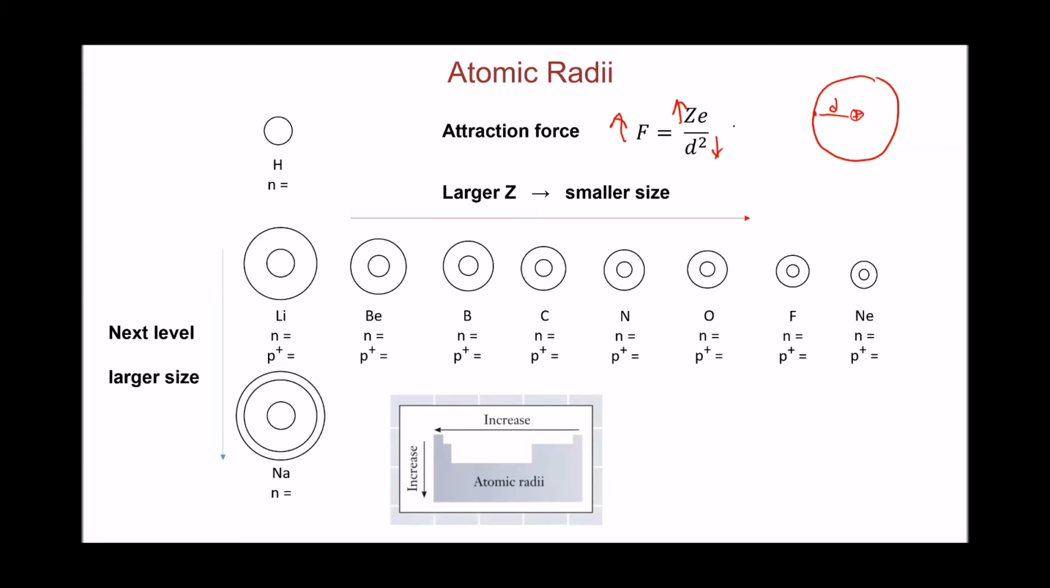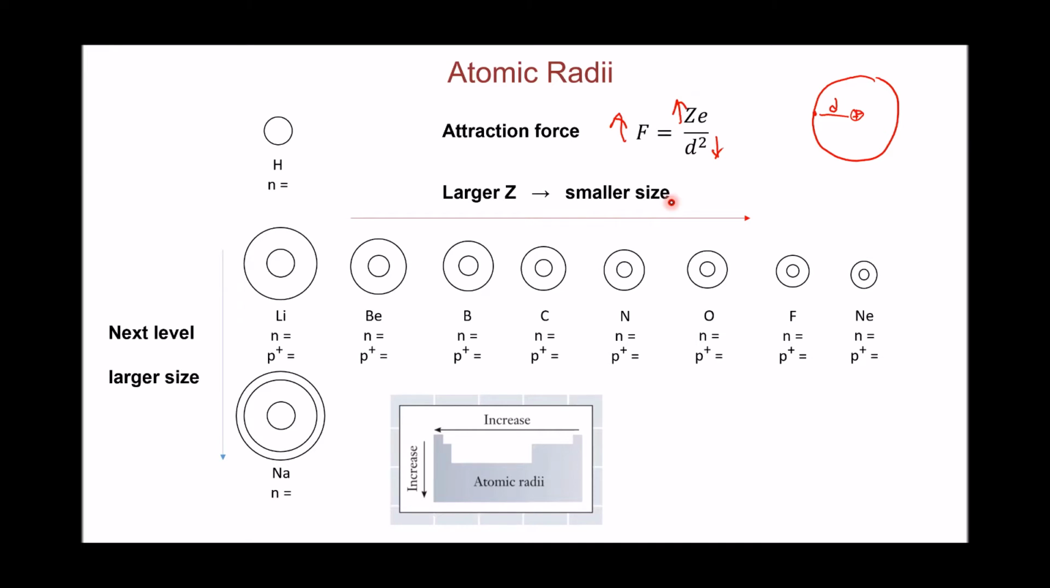And that's exactly what happens as you go through one period of the periodic table from the left to the right. As you go from the left to the right, the charge of the nucleus gets higher, which makes the attraction stronger and makes the size smaller. So that causes the size to go smaller as you go to the right.